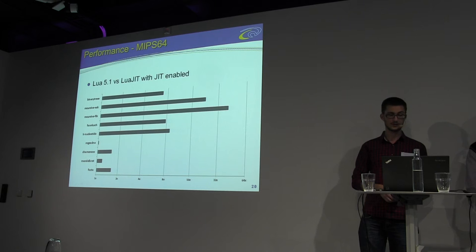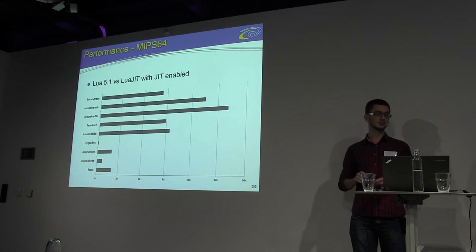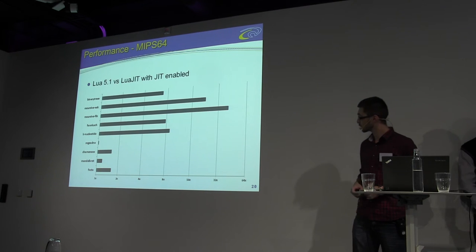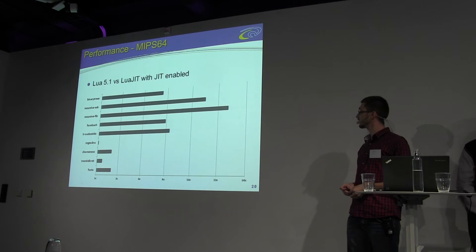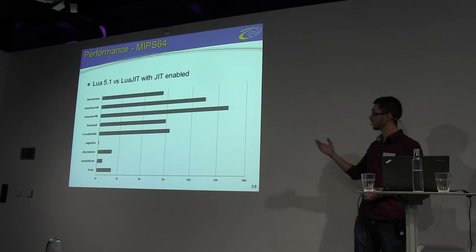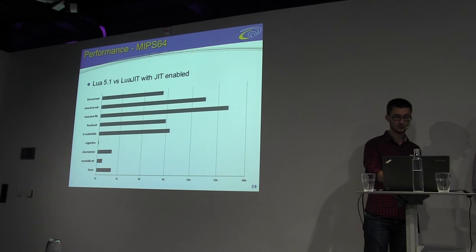This is Lua 5.1 versus LuaJIT with JIT enabled, not just the interpreter. It shows a lot more improvement, up to 30 plus times. And it as well shows that the test isn't faster and should be faster.